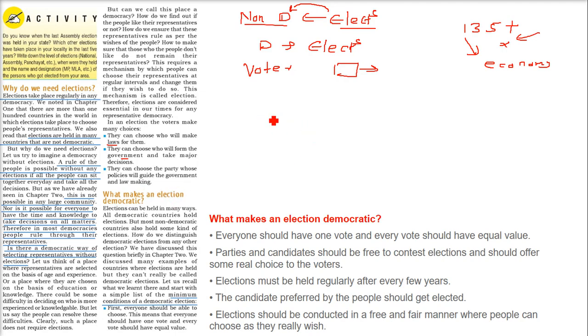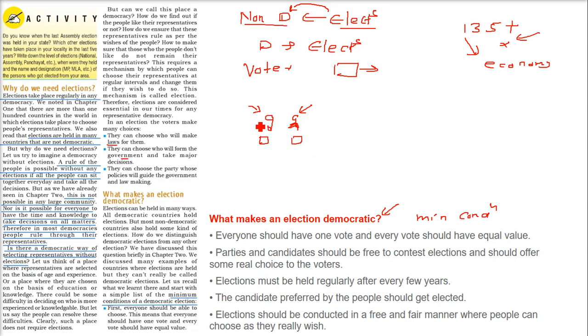So what makes an election democratic? First, let me tell you what makes an election democratic. First of all, everyone should have one vote and every vote should have equal value. These are the minimum conditions for a democratic election. Say I am very, very rich, you are very poor, but still our votes count the same. That is, everyone should have one vote.